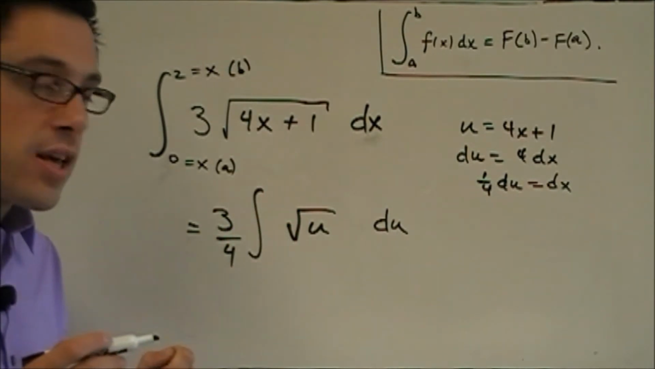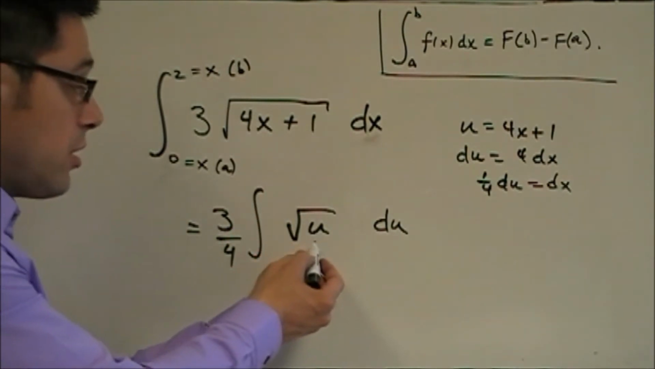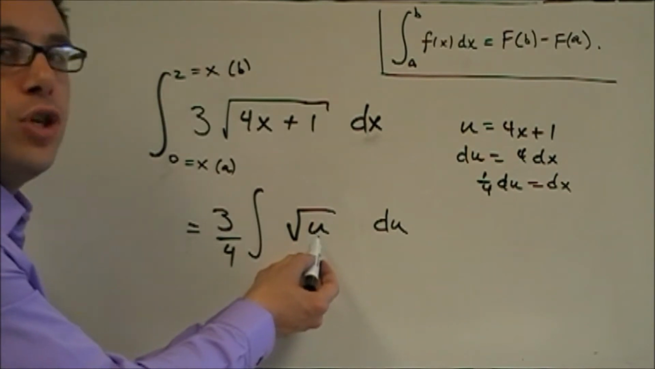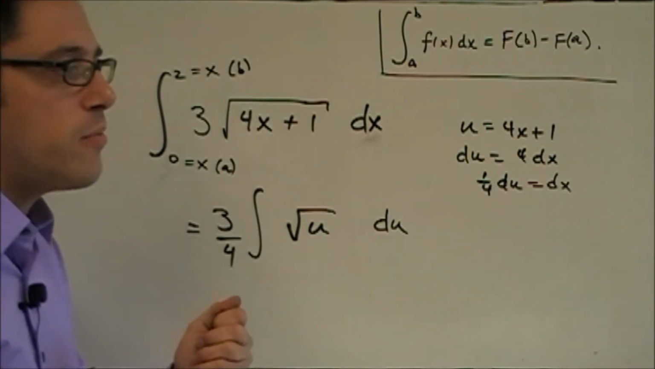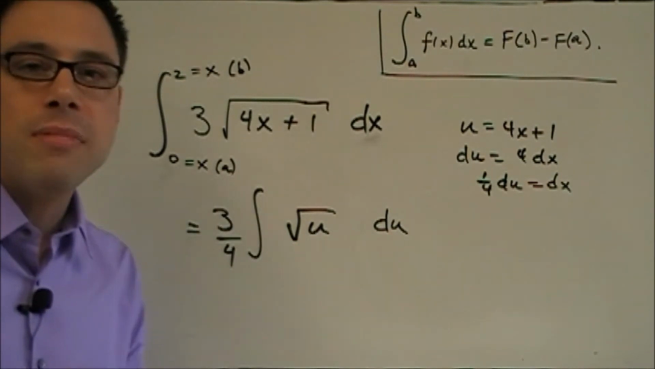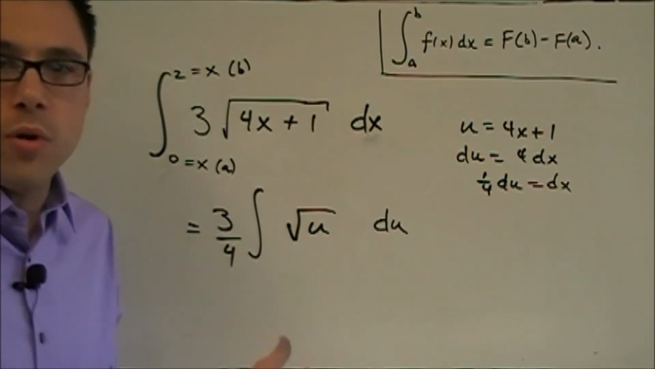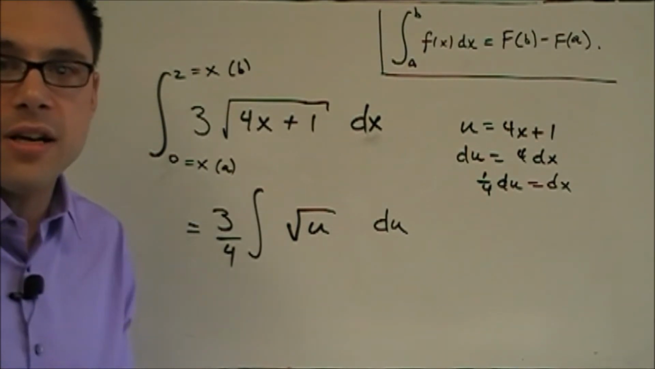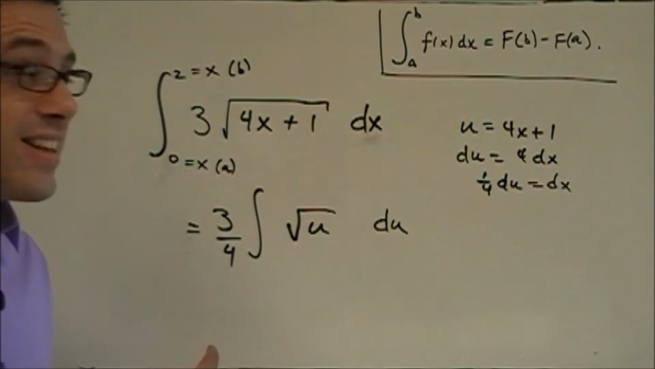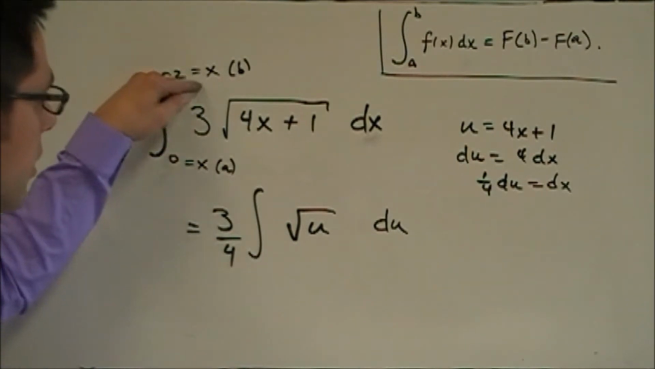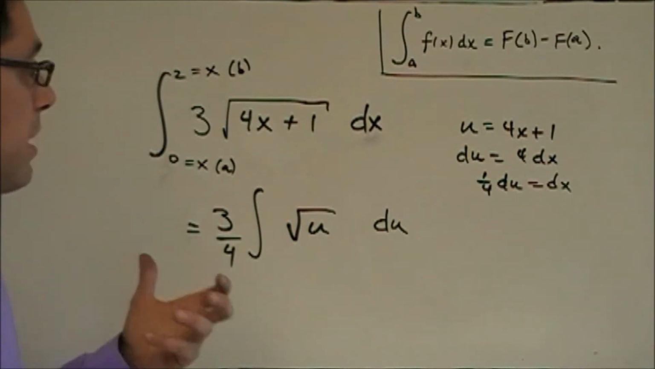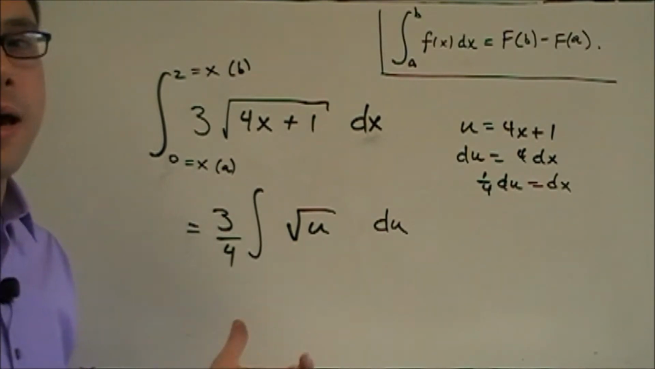Again, I have to change them because now I have a function or a problem in terms of u. In the end, all I care about is that I have a number, so it doesn't matter whether I work with u's or work with x's in the end. Okay? As long as my numbers correspond properly, that is, that I take care of these endpoints. In other words, make the endpoints relate to u, not x.